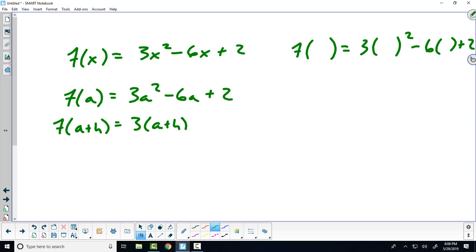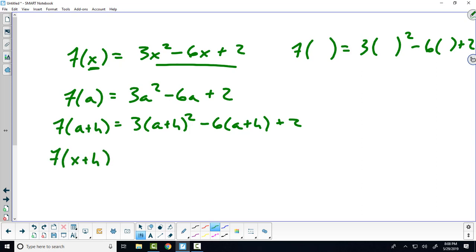3 times a plus h, quantity squared, minus 6 times a plus h plus 2. How do we feel about that one? Okay, most people still feel pretty good about that one. Okay, here's the rub. This was given when we write out the function. What did we put in that blank? An x.